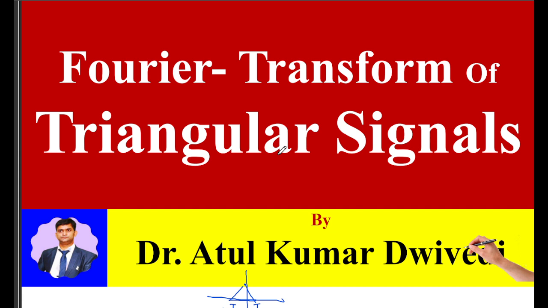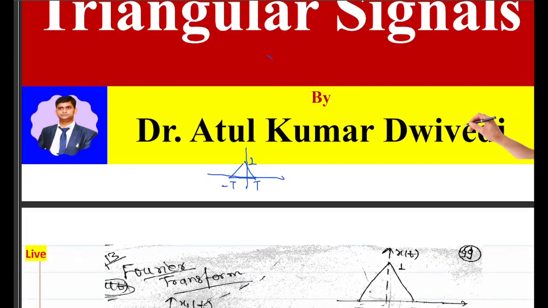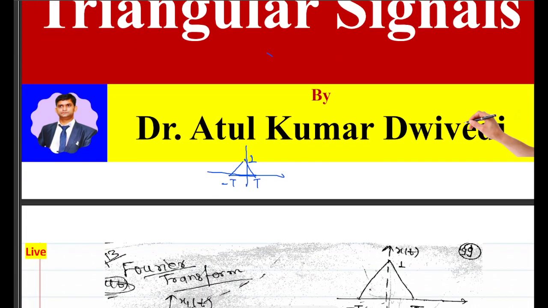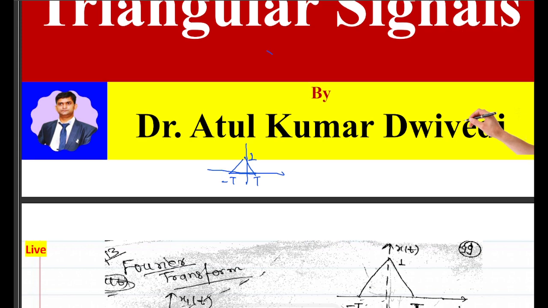So we will try to calculate the Fourier transform of a signal like this, which is having unit amplitude and 2T horizontal width. You can see the question and you can try the Fourier transform by yourself. If you are not able to get it, you can continue the video. In this video, I will be discussing the solution of this particular problem.